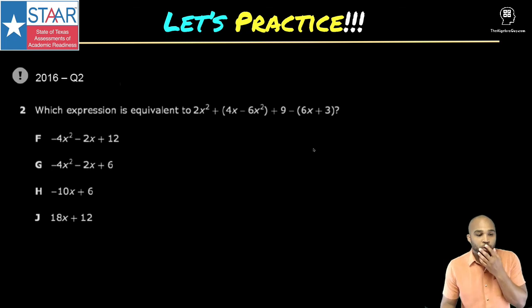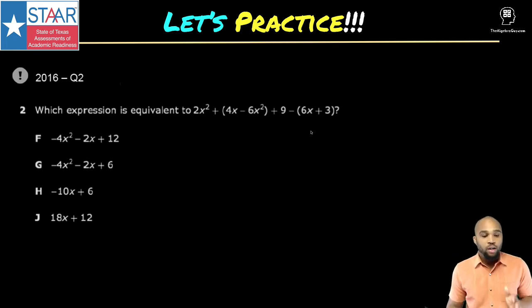Now I want you to try this one yourself. This is the last one before we close out here. And before I do it, would you have gotten this problem right? Pause it and see if you can work this on your paper.